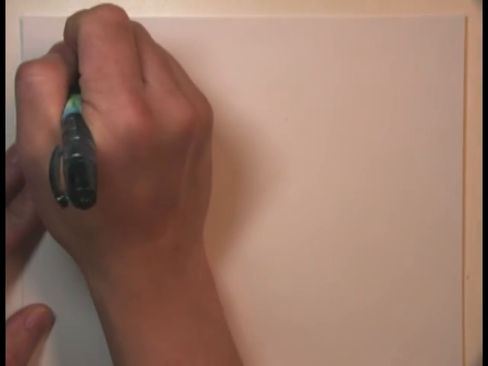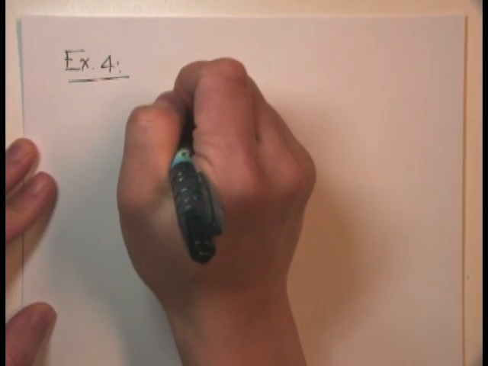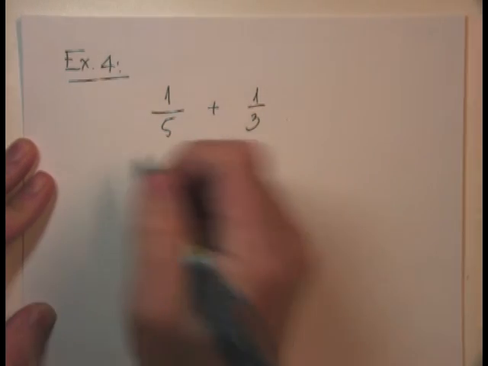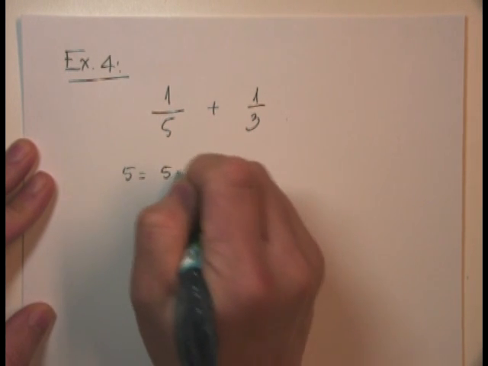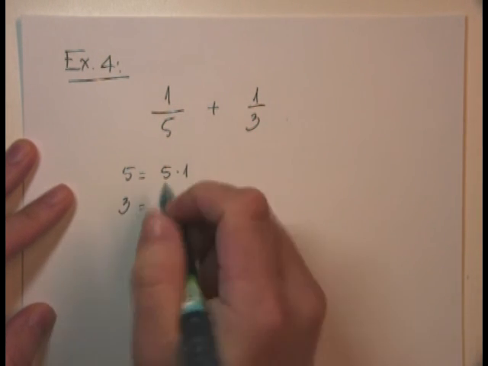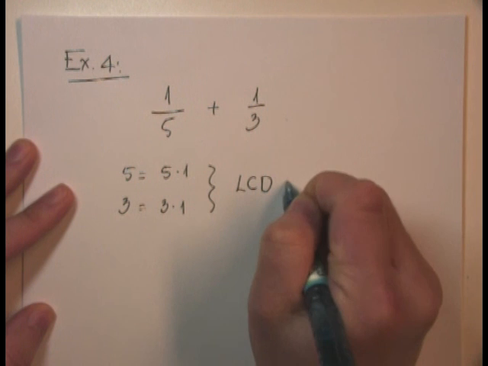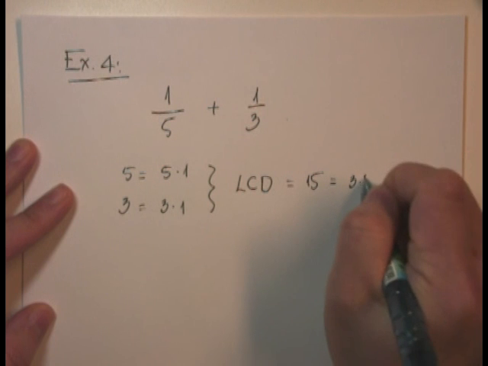In the last example, example number 4, let's try one more adding and subtracting problem. 1/5 plus 1/3. And so now, once again, if you look into each denominator here, the prime factors of 5 is 5 and 1. The prime factors of 3, which is my second denominator, is 3 times 1. And so the LCD in this case equals 15, which in terms of the prime factors has 3 times 5.